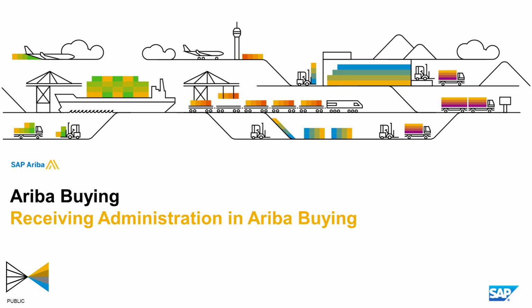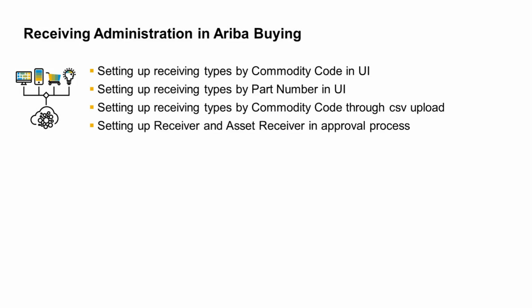Today, I'll be doing a demo of receiving administration in Ariba buying. The goal of this video is to understand how to set up receiving types by commodity code and part number in the UI. Also, to understand how receiving types by commodity code can be set up through CSV file upload, and also to use the approval process management in Ariba buying to set up a receiver and asset receiver who would in turn be receiving the goods in your organization.